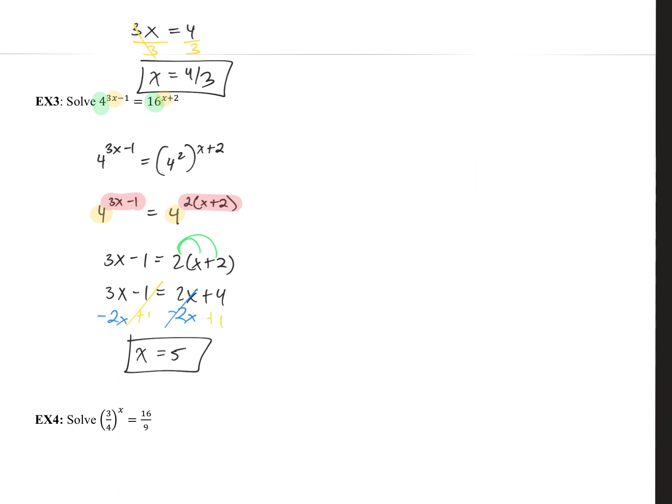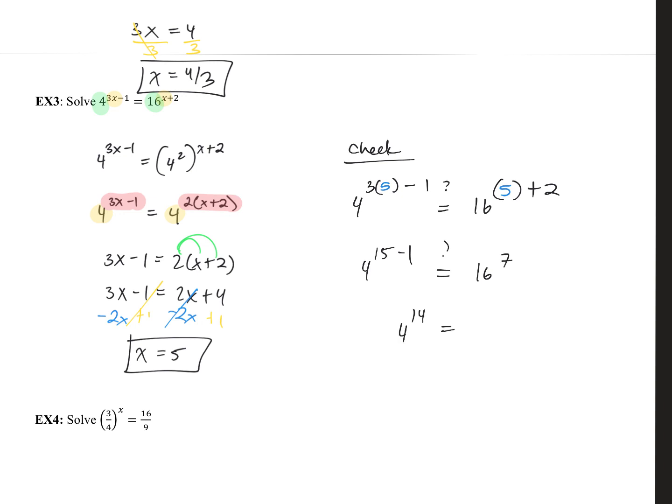So you could check your answer if you wanted to, for fun. You're not required to check them for exponential equations, because there's no harm in raising any number to any power. Nothing can go wrong in that way. So for fun, let's give it a check. It's going to be 4 to the 3 times something minus 1 equals 16 to the something plus 2, and we found x should be 5. So we have 4 to the 15 minus 1, which should be equal to 16 to the 5 plus 2. So 4 to the 14 should be equal to 16 to the 7.